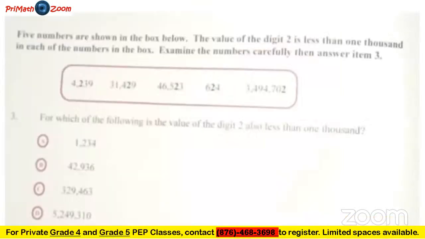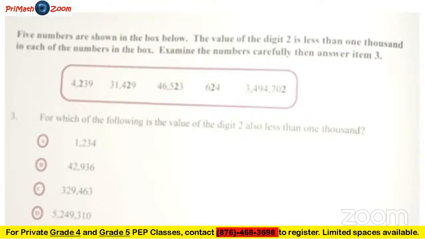Very good. Number 3 says 5 numbers are shown in the box below. The value of the digit 2 is less than 1,000 in each of the numbers in the box. Examine the numbers carefully, then answer item 3. So we have 4,239, 31,429, 46,523, 624, 3,494,702. The question asks, for which of the following is the value of the digit 2 also less than 1,000?